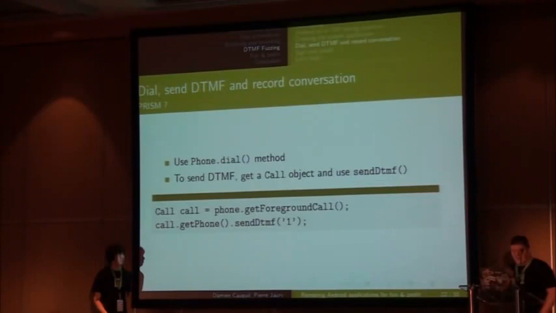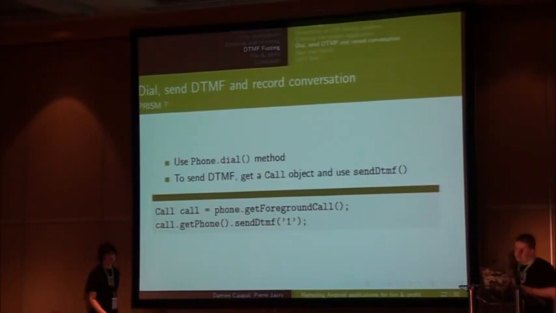Once we have a phone instance, we can use the dial method to dial numbers. And to send DTMF, we also have a quick and dirty hack performed here. We can get the active call by using the getForegroundCall method, and then use sendDTMF on the result of the getPhone method. Using this, we are able to simulate a user pushing buttons on the phone and then send commands to the other system.